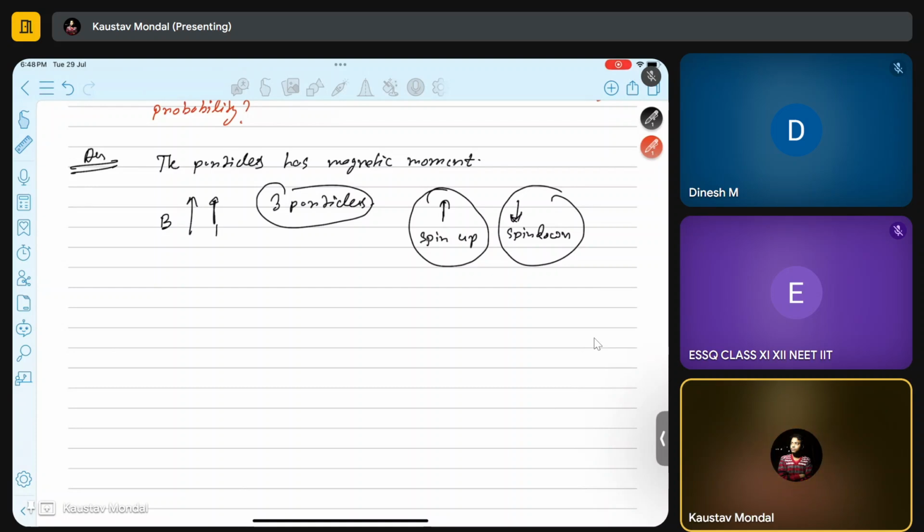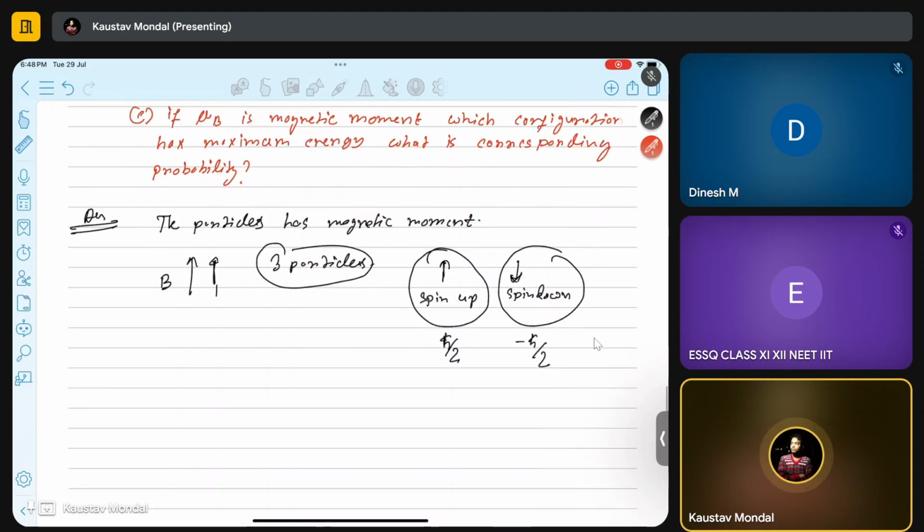In the previous case, the particles were distinguishable. In this case, the particles are identical. When the particle is spin half, its magnetic moment is written as h cut by 2, where h cut is nothing but Planck's constant, as you know. When it's spin down, the value is minus h cut by 2. Sorry, this is the spin value, the s value.